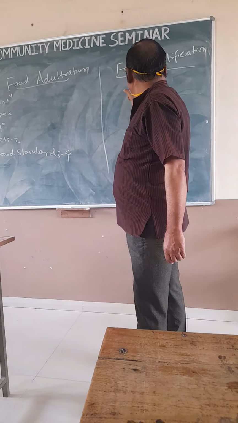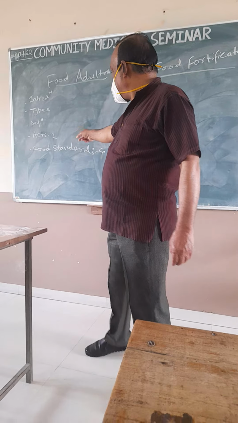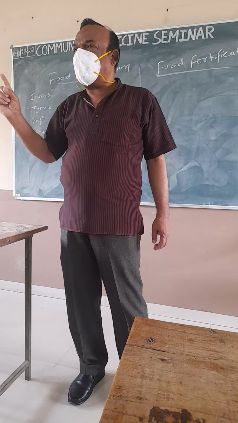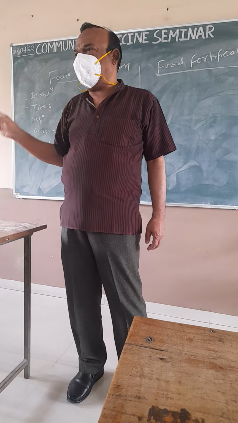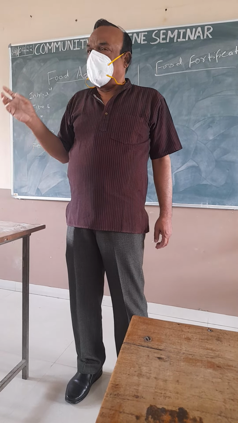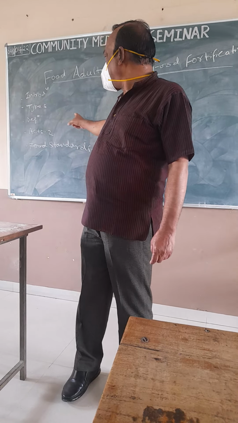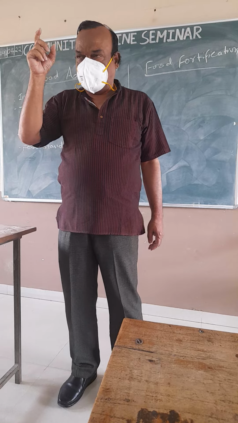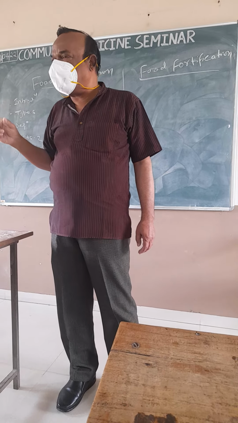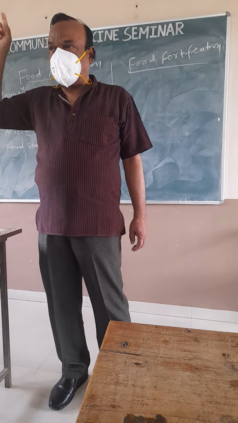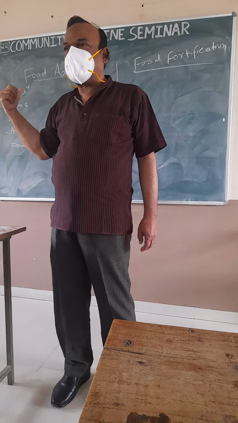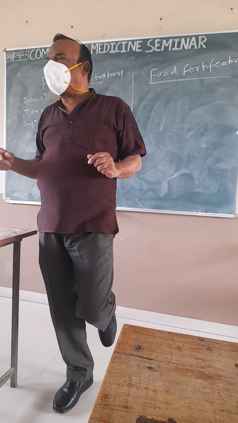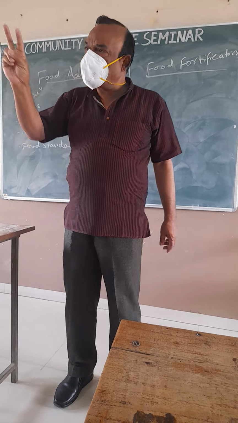Now, what are the acts there? There are two acts, I have told you: Food Prevention Act and the Food Prevention Act. The act against adulteration was passed by our Indian Parliament in 1954. But still, the adulteration practices are going on. What are the harmful things we get because of adulteration? There are two things we get.